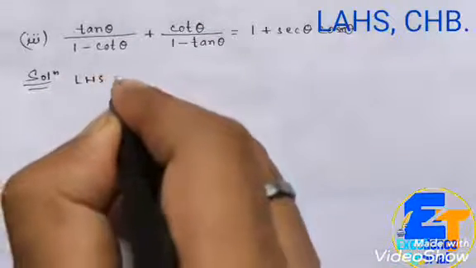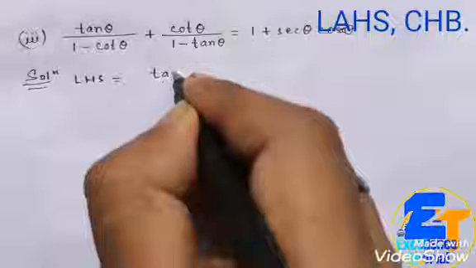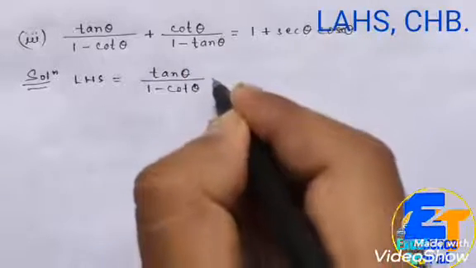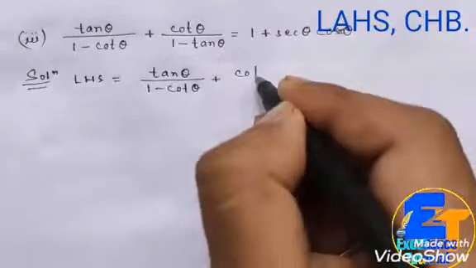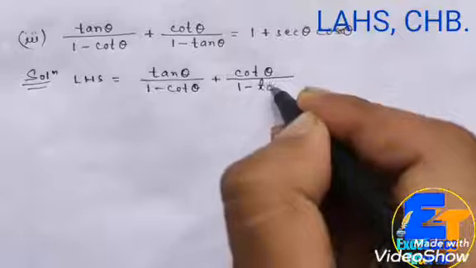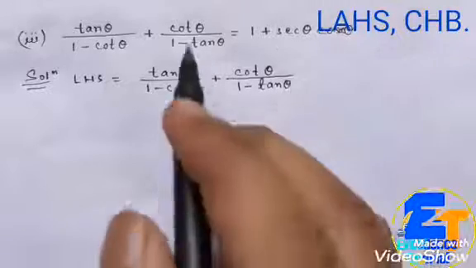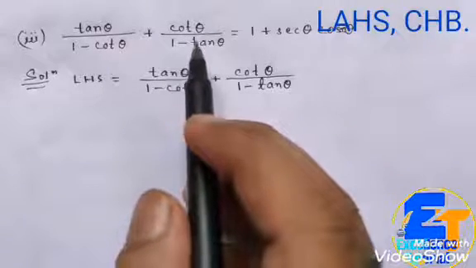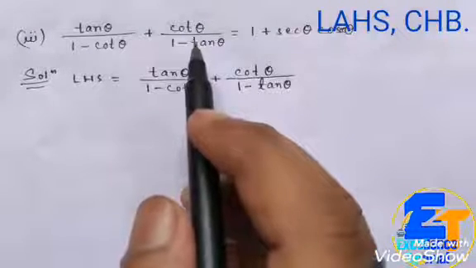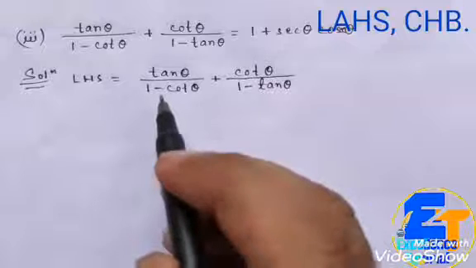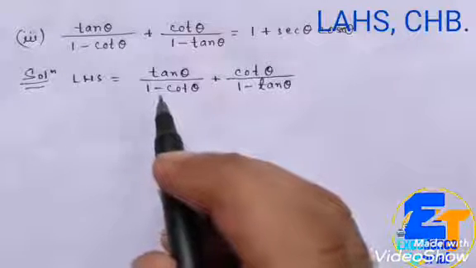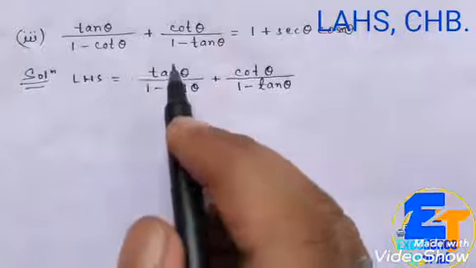Left hand side of this question is tan theta by 1 minus cot theta plus cot theta by 1 minus tan theta. Now for this question in your text, one hint is given. So what is the hint? The hint is: write the expression in terms of sine and cos theta. Write the expression in terms of sine and cos. That means we already got the hint for this question.